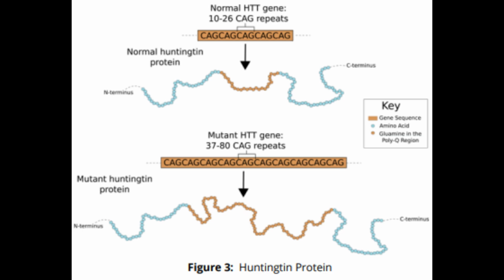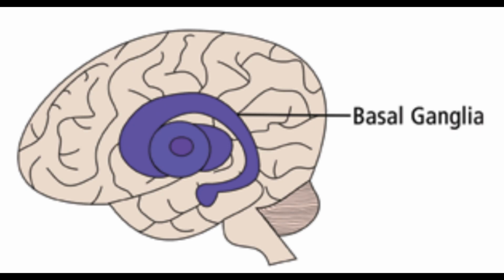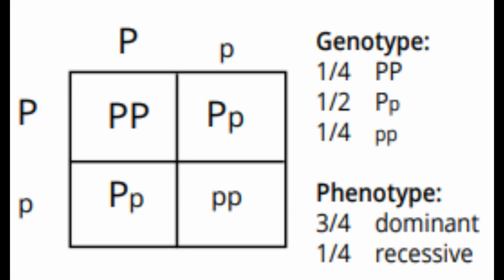basal ganglia. Symptoms often start between the ages of 30 and 50, including involuntary movements, difficulty with coordination, and cognitive decline. The disease follows an autosomal dominant inheritance pattern, meaning a child has a 50% chance of inheriting it if one parent carries the mutated gene.